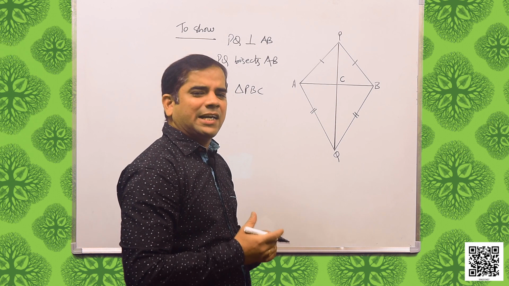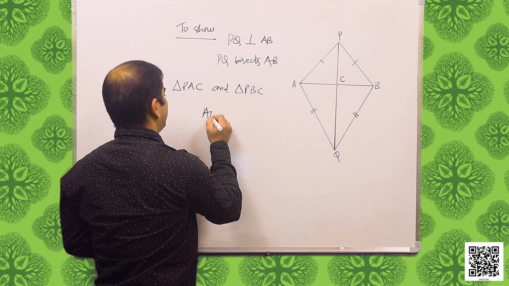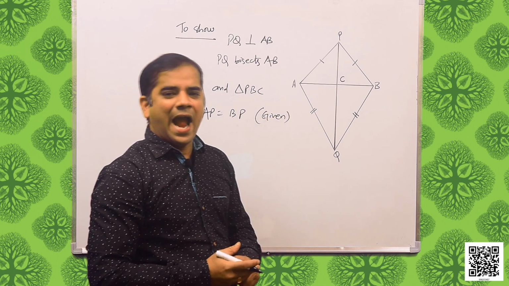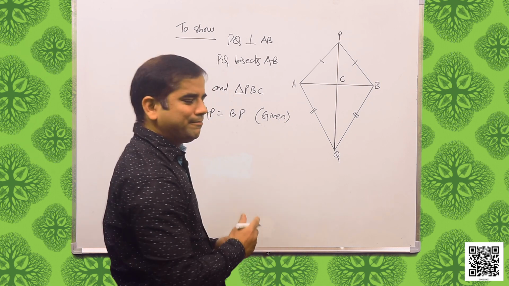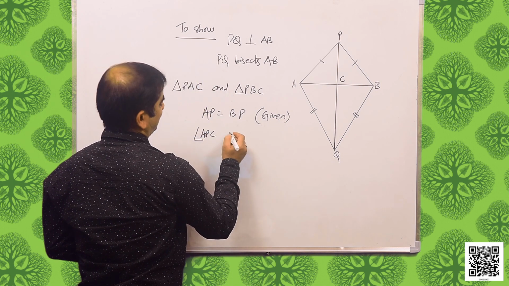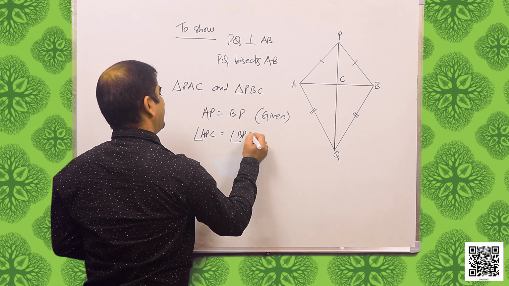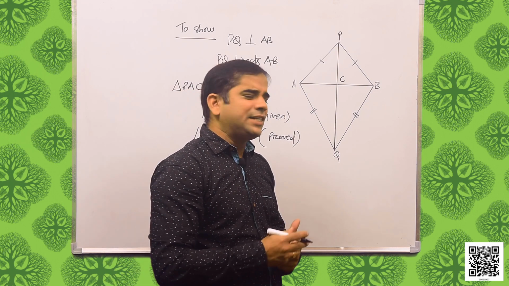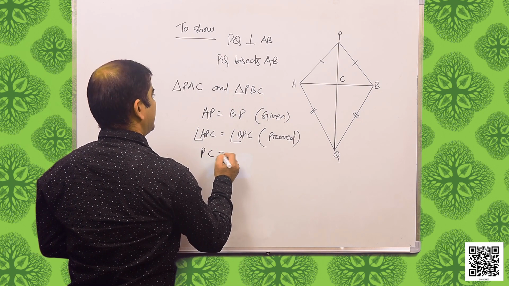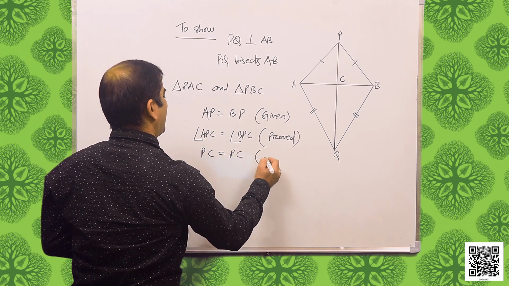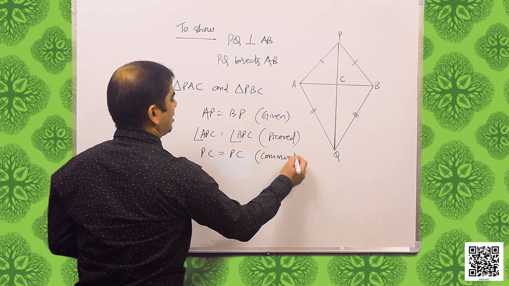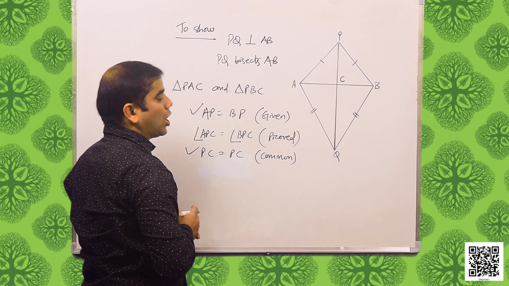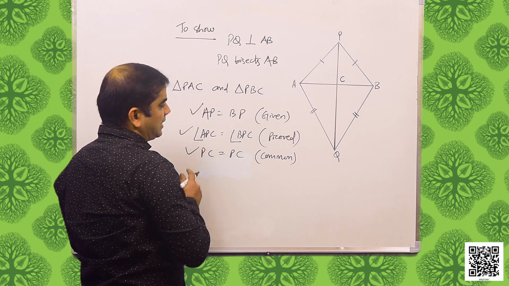In these triangles, what data do we have? We have AP is equal to BP, it is given. Angle APC is equal to angle BPC, it is already proved. And PC is equal to PC. Why? Common side. That means we have two corresponding sides and one angle equal to each other.